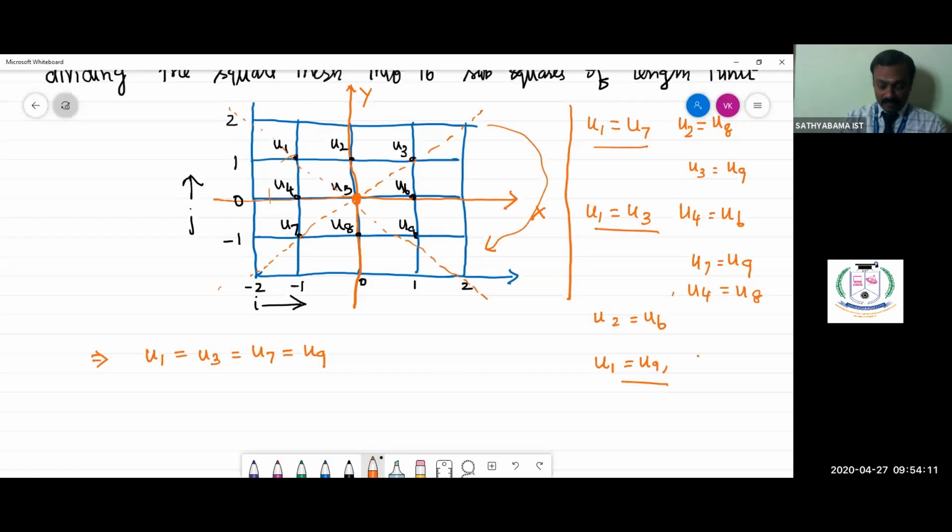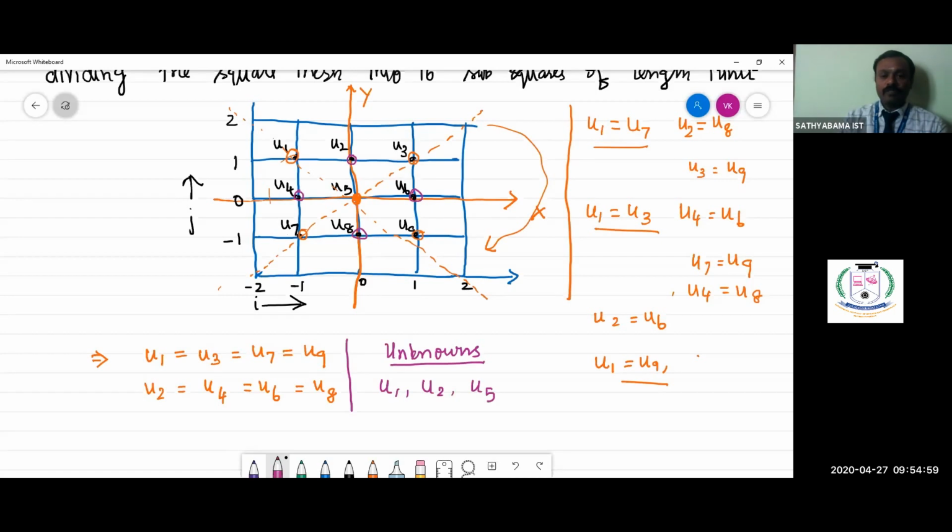Also, consolidating the other terms, we get u2 is equal to u4 is equal to u6 is equal to u8. So 4 of these values are equal to each other. So u1, u3, u7, u9 are all equal, and u2, u4, u6, u8 are all equal. Therefore, now our unknowns are reduced to 3: u1, u2 and u5. So we are interested only in finding 3 unknowns.